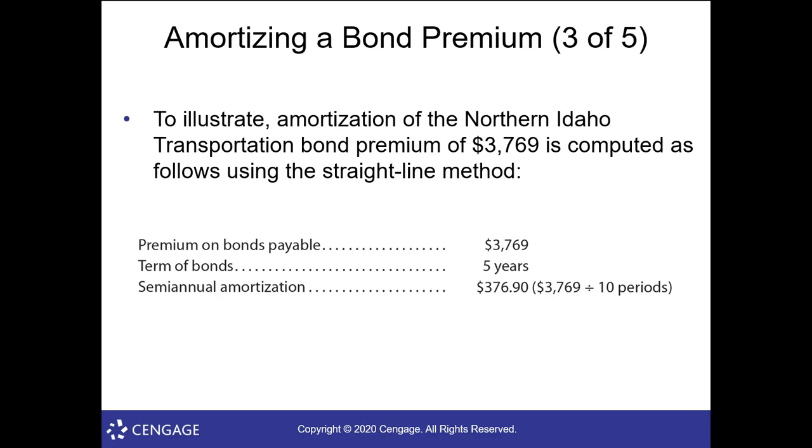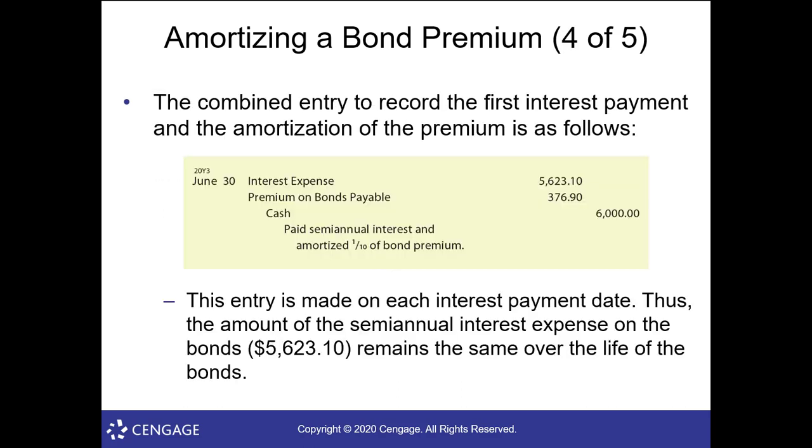Same amortization. If under straight line, you're just going to amortize it for 10 years. This is going to reduce the interest from $6,000 down to $5,623.10 over each of the 10 payments over the 5 years until the bond matures.